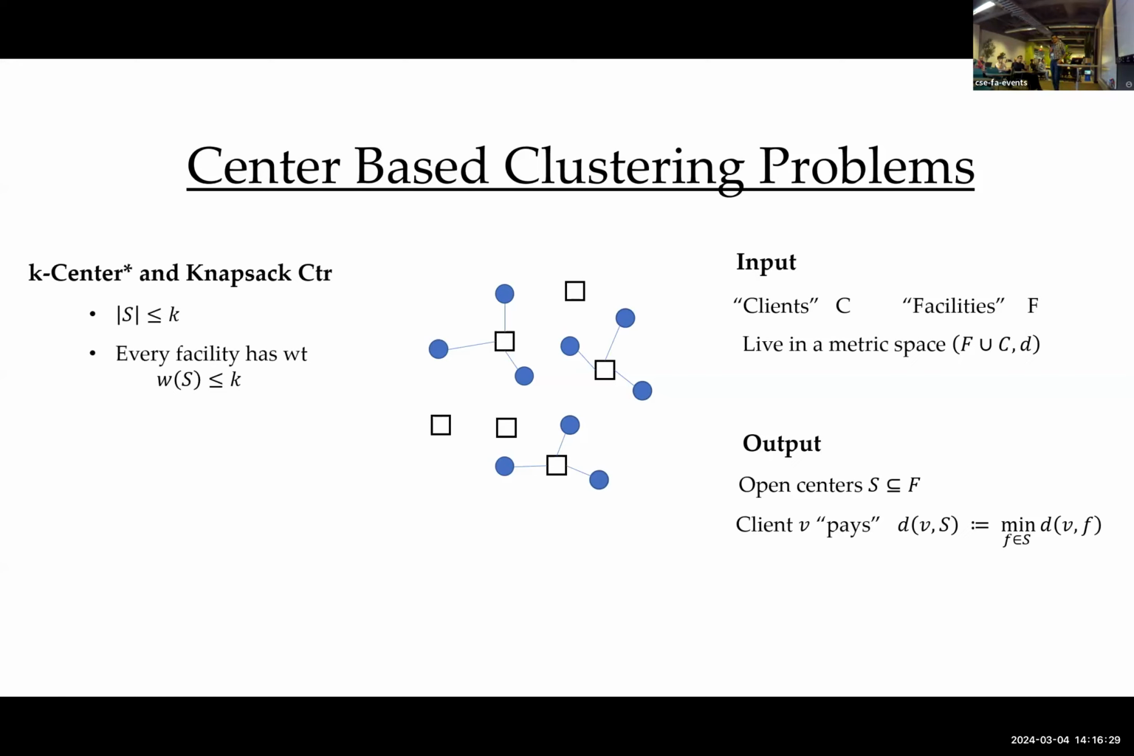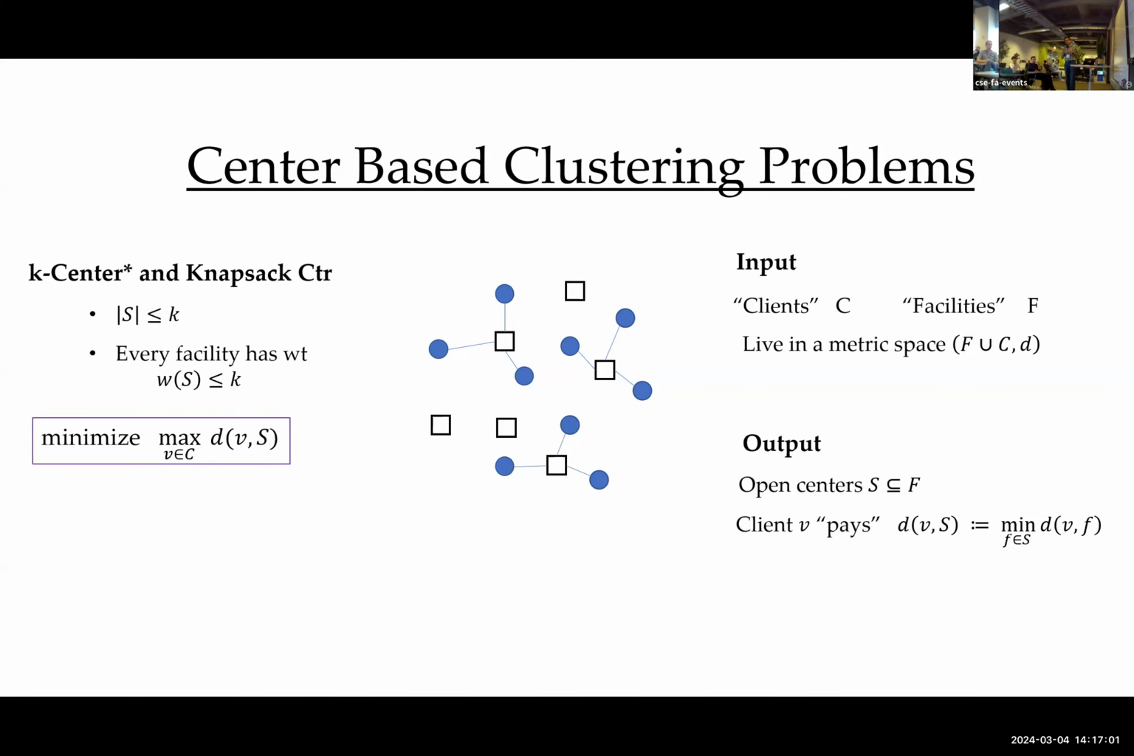So the K-center problem, I'm still calling it K-center, although it is K-supplier. In this version, the constraint on the set S is that there should be at most K centers. In the weighted version, the knapsack center problem, every facility has a weight on it, and the constraint, instead of cardinality being at most K, would be on the weight. And the objective is to find a solution so that the maximum distance traveled by a client is minimized. So that gives me those two problems.